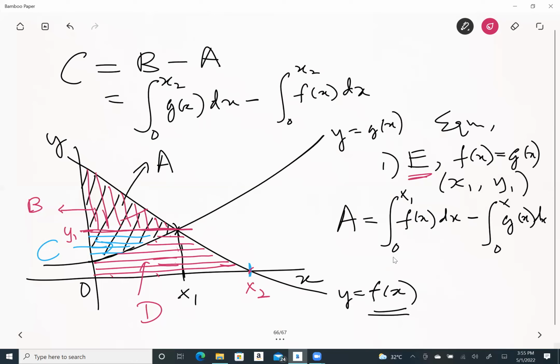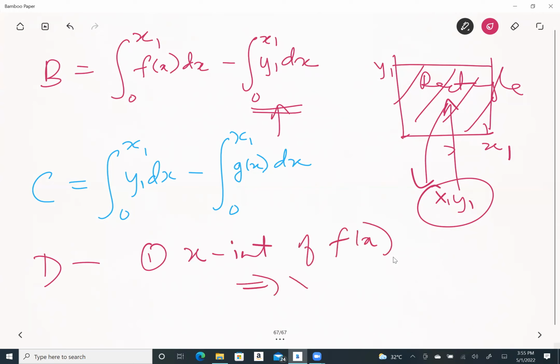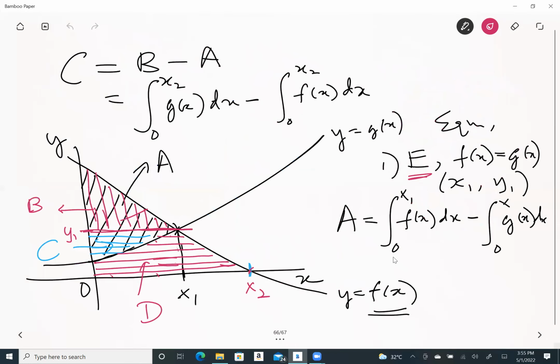So in order to get the area D, you want to find the area D. Okay, number one, it's not given. So the things that you are not given, you have to find: the x-intercept of f of x. Call it x equals x2. So the area under f of x from 0 to x2 will be the whole area under f, the big triangle.